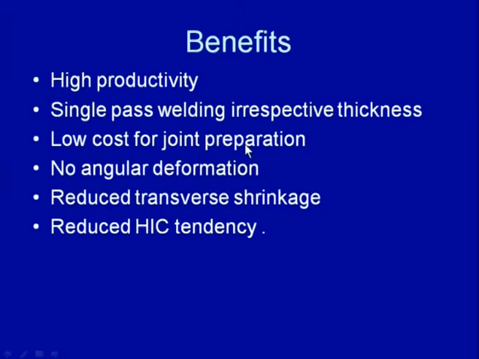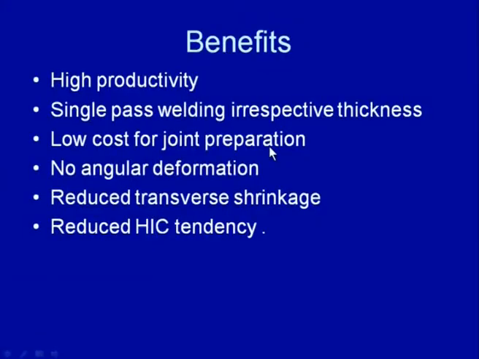This process mainly uses the square edges of the components or the plates to be joined. Because of the absence of any special edge preparation like V groove, U groove, J groove or bevel groove, the simple squaring of the edges is done to have straight and square edges. So, the edge preparation required for electroslag welding is of very low cost. So, low cost for joint preparation is required.